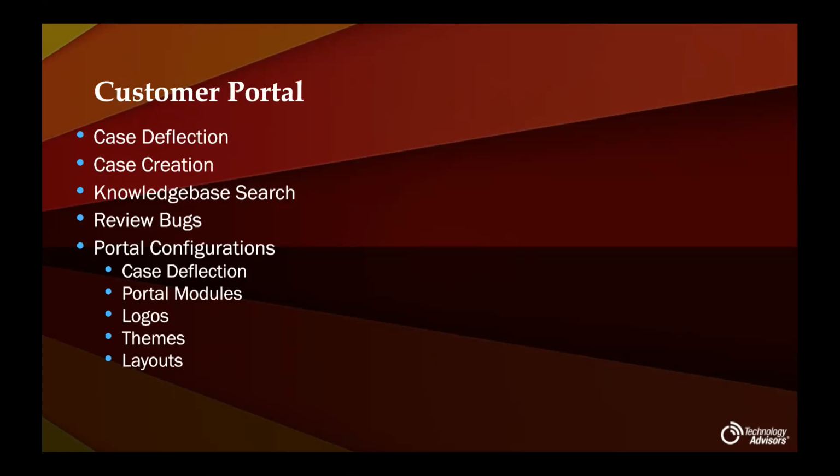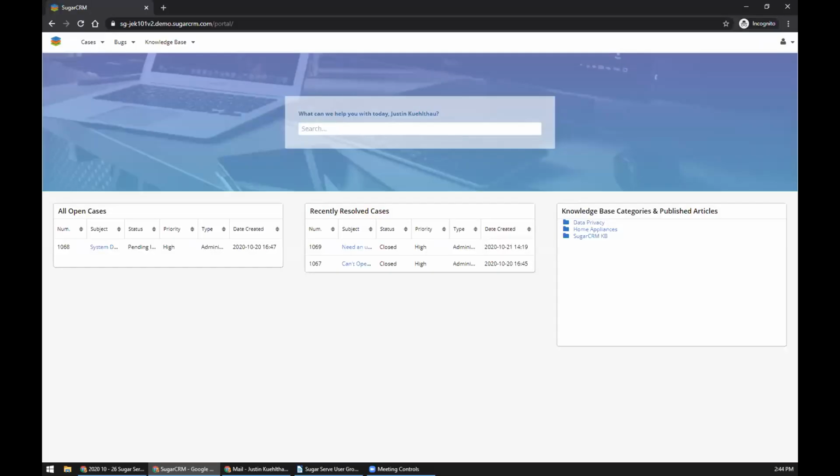And then, of course, if that doesn't work for them, they can create a case and then even attach notes to cases. They can search the knowledge base. If you want them to, they can review bugs. And then there are configurations for case deflection, the modules that are shown in the portal, logos, themes, and then layouts. So let's take a quick look at the portal here. This is the home screen of the portal. It looks relatively similar to SugarCRM itself.